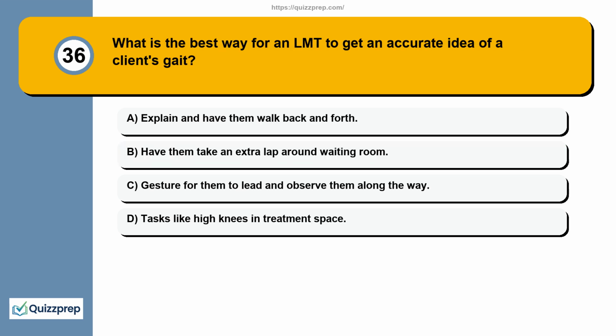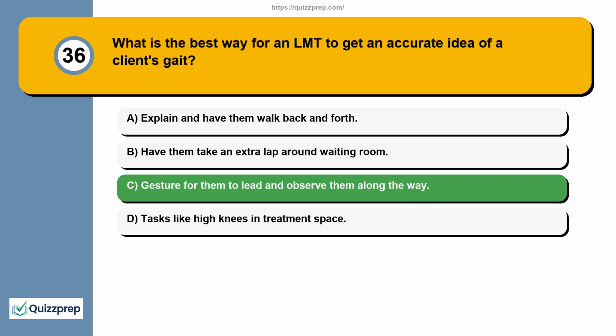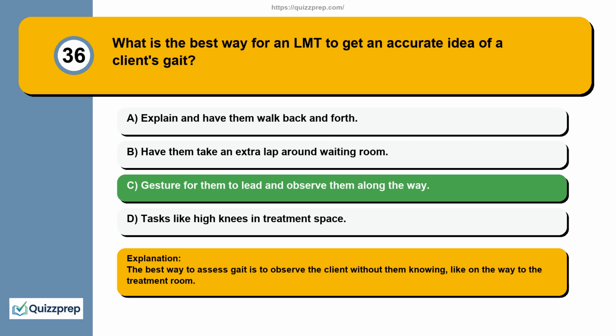Question 36. What is the best way for an LMT to get an accurate idea of a client's gait? Explain and have them walk back and forth. Have them take an extra lap around the waiting room. Gesture for them to lead and observe them along the way. Tasks like high knees in the treatment space. The best way to assess gait is to observe the client without them knowing, like on the way to the treatment room.